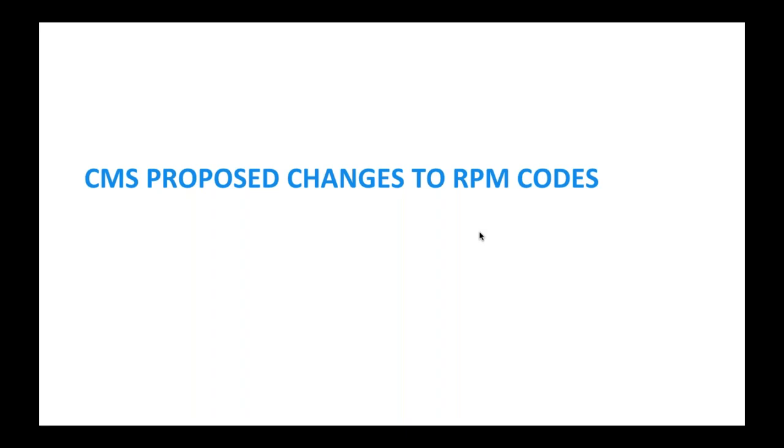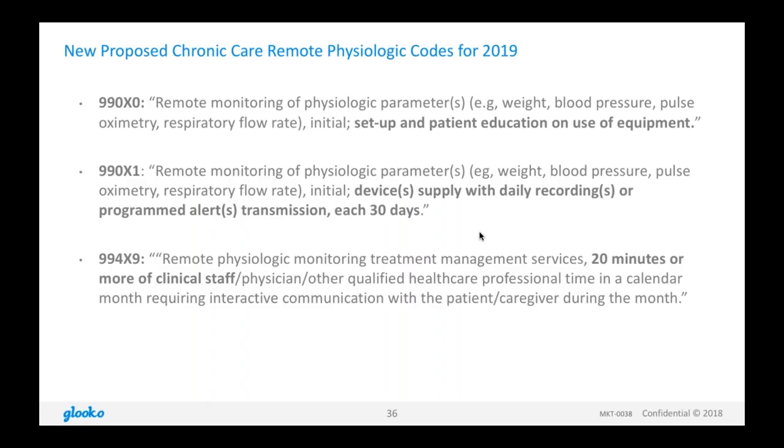Now let's look at the CMS proposed, keyword, proposed changes to RPM codes, because we just quoted you two quotes from CMS that indicated they will make changes to 99091 in the immediate future. So let's look at what they are proposing. CMS is proposing three different RPM codes for 2019. Now, we don't know yet when these three new codes will be implemented, meaning when they will be effective for use. So let's look at what they're proposing right now.